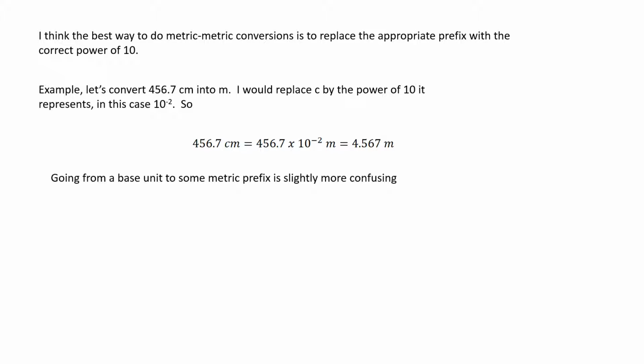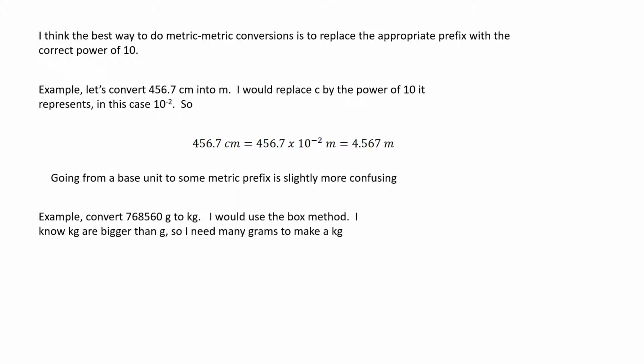Going from a base unit to some metric prefix is slightly more confusing. For example, let's convert 768,560 grams to kilograms. I would use the box method. I know that kilograms are bigger than grams, so I need more grams to make a kilogram. 768,560 grams times my conversion factor of 1 kilogram per 1,000 grams. Notice more grams to make the kilogram. That moves the decimal place over to the left 3 places, so it becomes 768.560 kilograms.